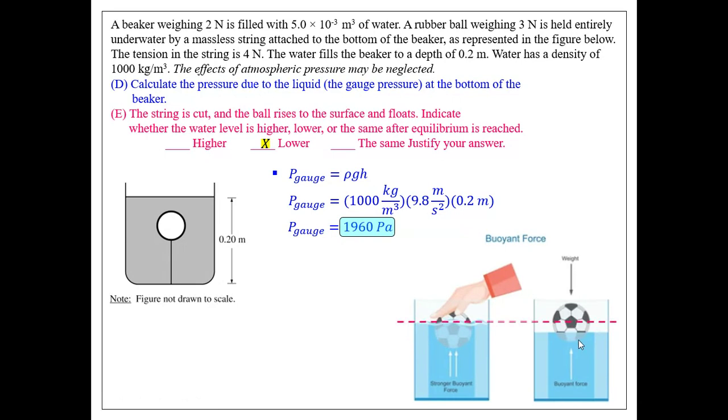So this is your initial, quote-unquote, water level if the ball is submerged in the water. However, if the ball is let loose and it rises again, the water level has to drop. So here's your starting water line, here's your final. As you can see, it dropped and it didn't go up.